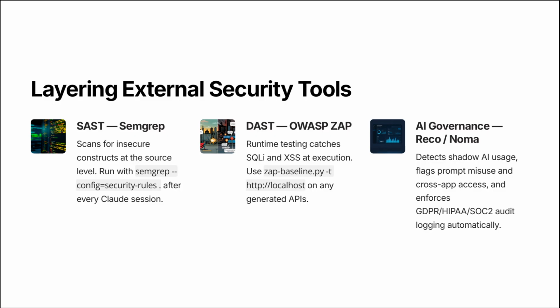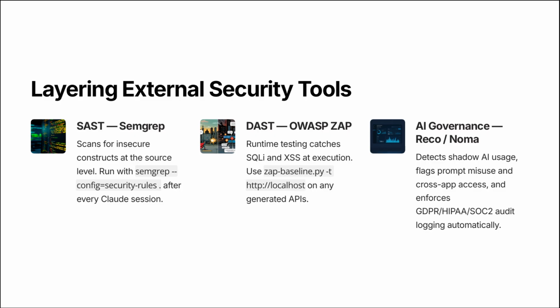Next, we have dynamic application security testing, or DAST, represented by tools such as OWASP ZAP. ZAP performs runtime testing, which is crucial for catching vulnerabilities like SQL injection and cross-site scripting during execution. You can use the ZAP baseline.py command with the target of your localhost for any generated APIs.